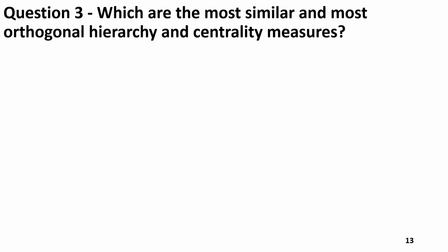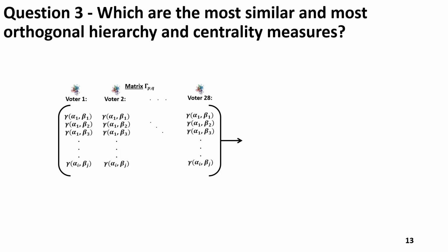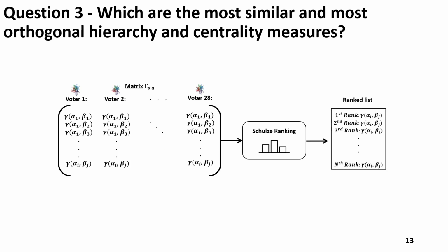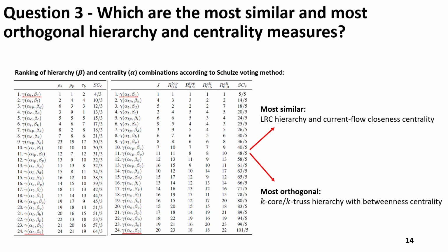And finally, to answer the third question, which are the most orthogonal and which are the most similar centrality and hierarchy measures, we use the Schulze voting method, where the network is considered as a voter and the candidates are all possible combinations between hierarchy and centrality. We find that the most similar hierarchy and centrality measures are LRC and current flow closeness, while the most orthogonal, the most different, are K-core and K-truss hierarchy with betweenness centrality.